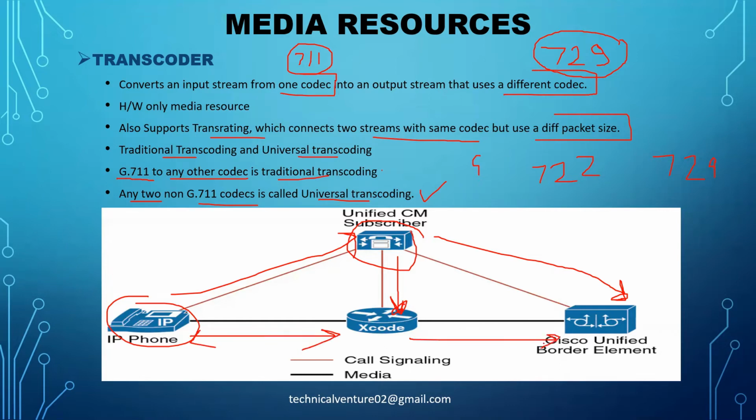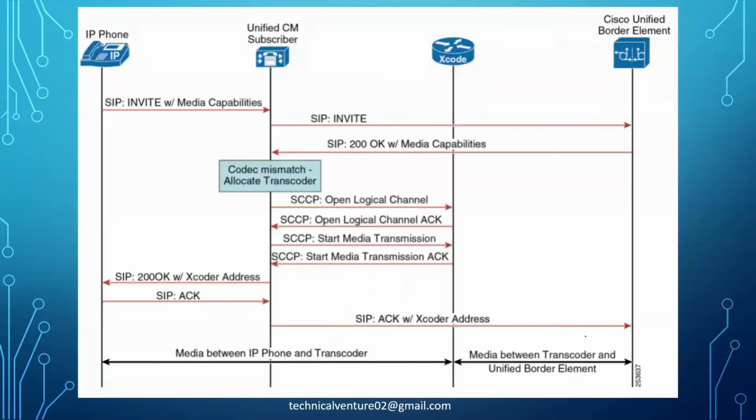In this example, as it is written, it is showing the CUBE. So the RTP stream will not be established directly between the IP phone and the CUBE. The RTP stream will be established between this IP phone and the transcoder, and the transcoder and the CUBE. Okay. So let's discuss how it can invoke the transcoder and what all the messages getting interchanged are.